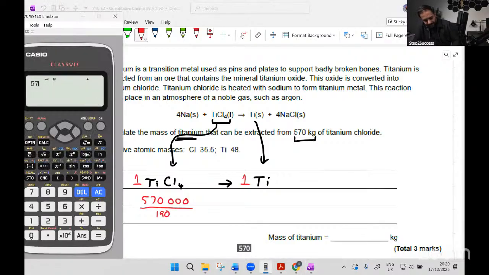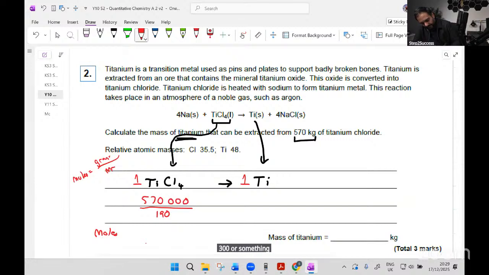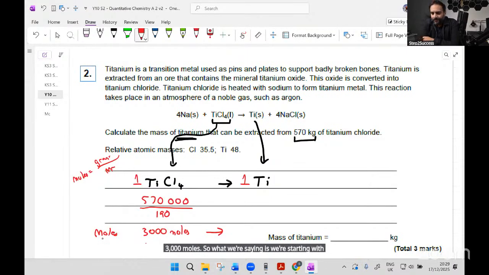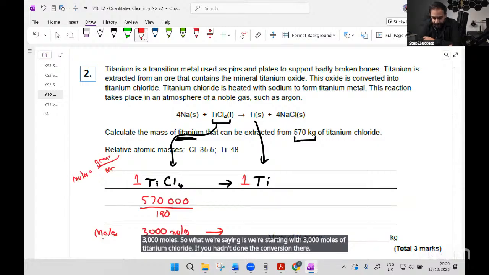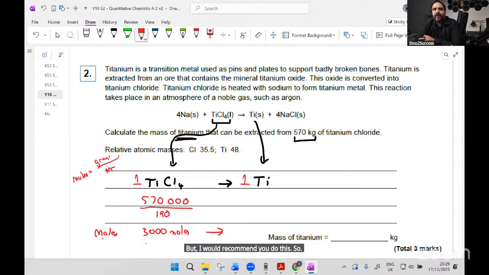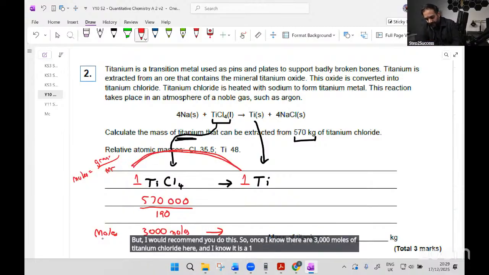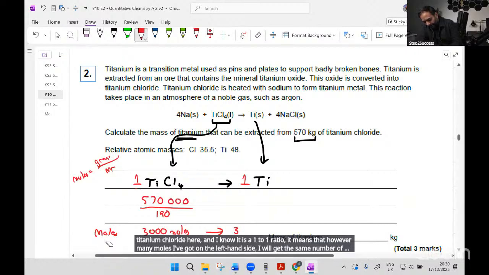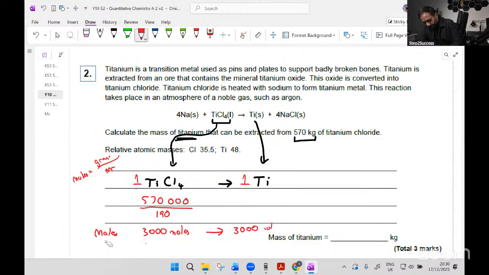570,000 divided by 190 is 3,000 moles. So what we're saying is we're starting with 3,000 moles of titanium chloride. If you hadn't done the conversion there, you would have just got 3 moles over here and you'd still get it right. But I would recommend you do this. So once I know there are 3,000 moles of titanium chloride here, and I know it is a 1-to-1 ratio, it means that however many moles I've got on the left-hand side, I will get the same number of moles there. So it means I will produce 3,000 moles of titanium.